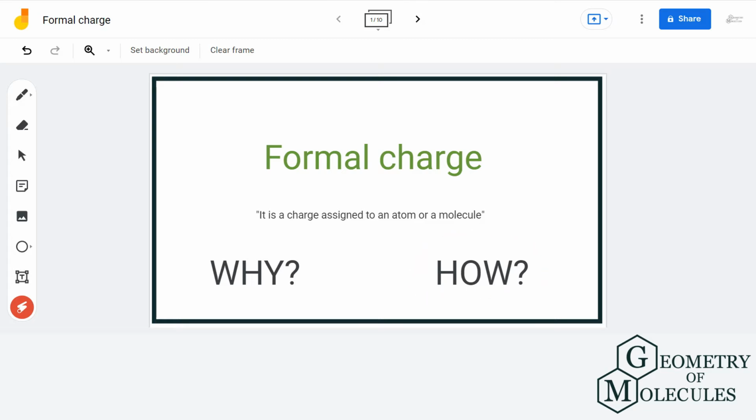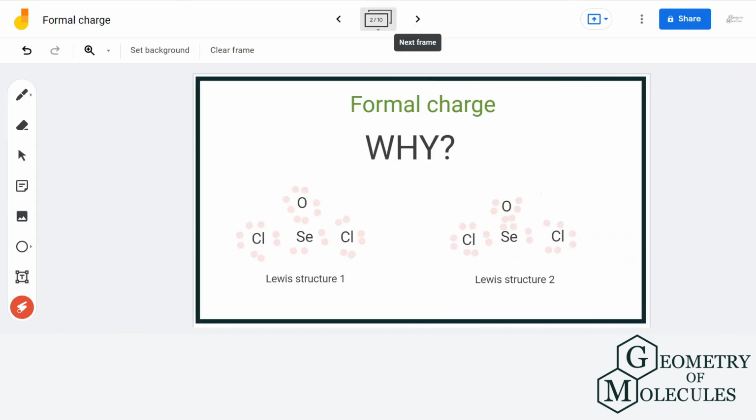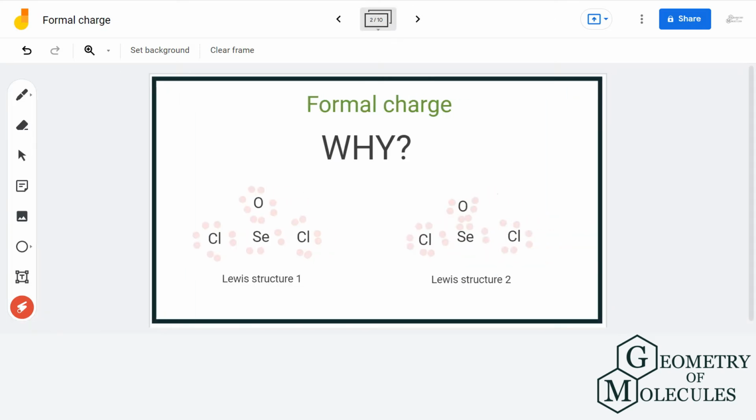By calculating formal charge, we try to understand if the electrons are equally shared between the atoms or not. Formal charges also help us in the selection of the lowest energy structure from a number of possible structures for a given species. To understand this, let us take an example of selenium oxydichloride. In this compound, we have a total of 26 valence electrons and there can be these two possible Lewis structures.